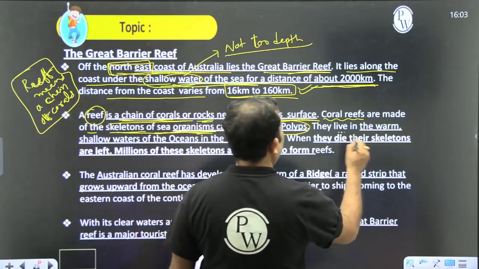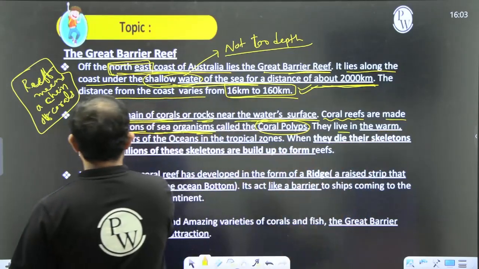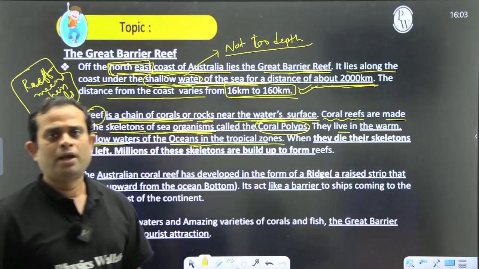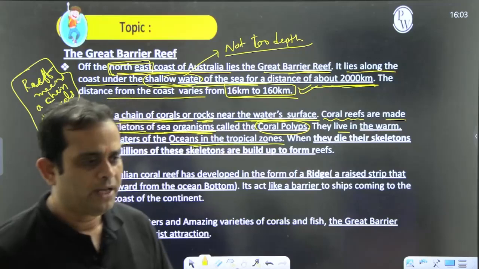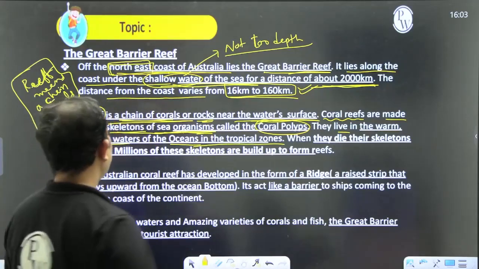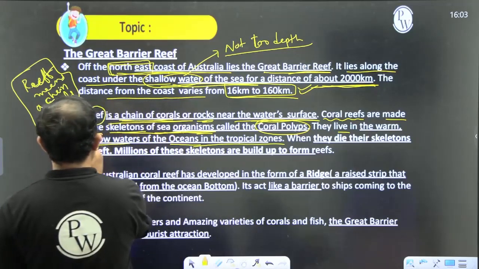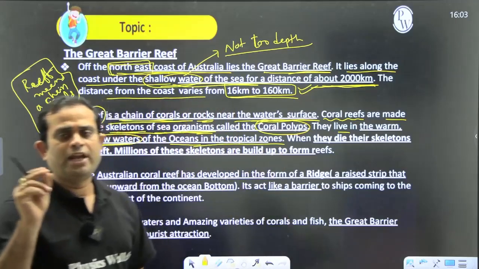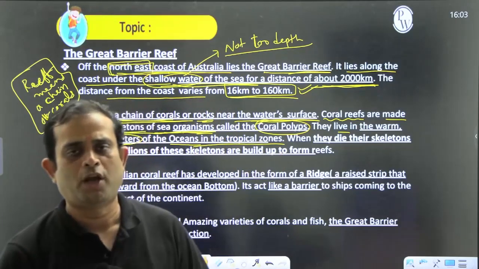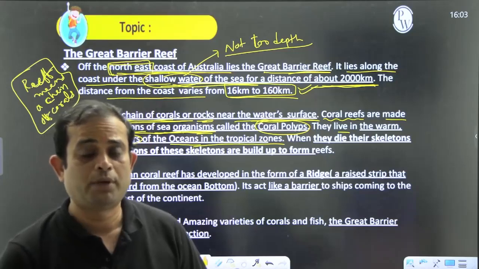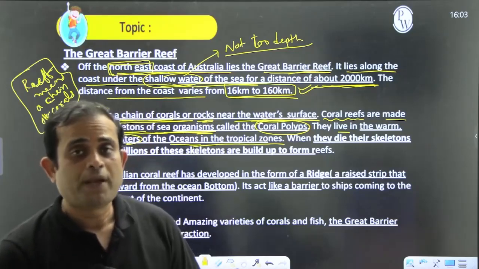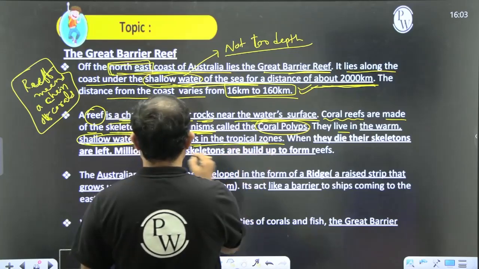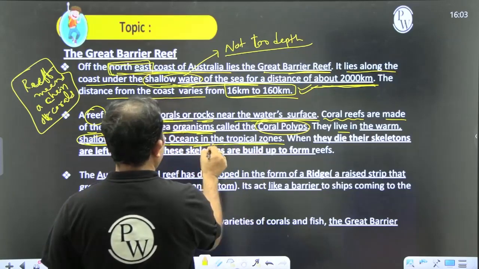They live in the warm, shallow waters of the oceans in the tropical zones. Basically, these tiny polyps, the corals, live in the tropical oceans.